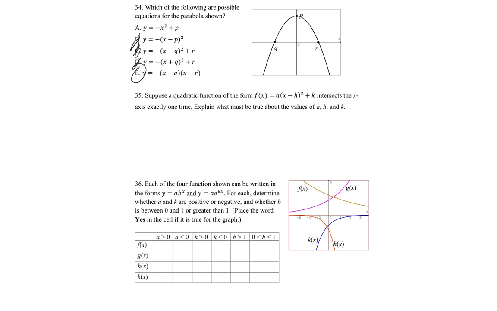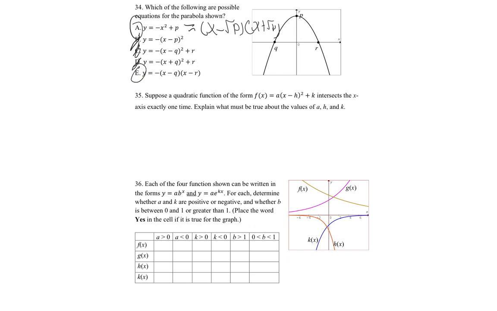A says we can rewrite this as P minus X squared or X minus root P, X plus root P. This is possible if Q is equal to root P and R is equal to root P.